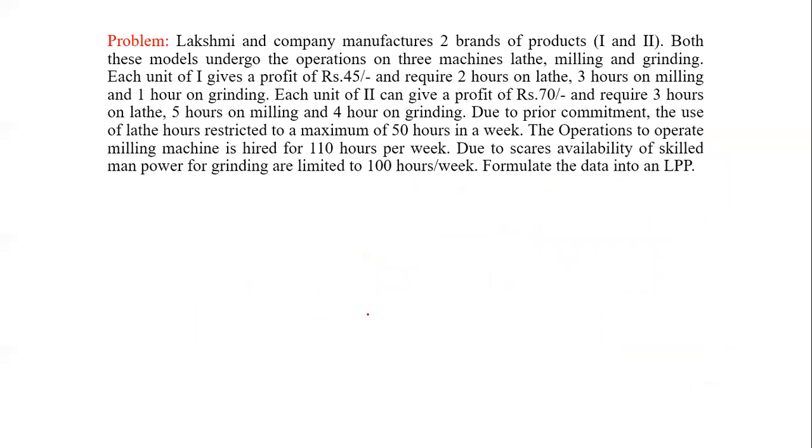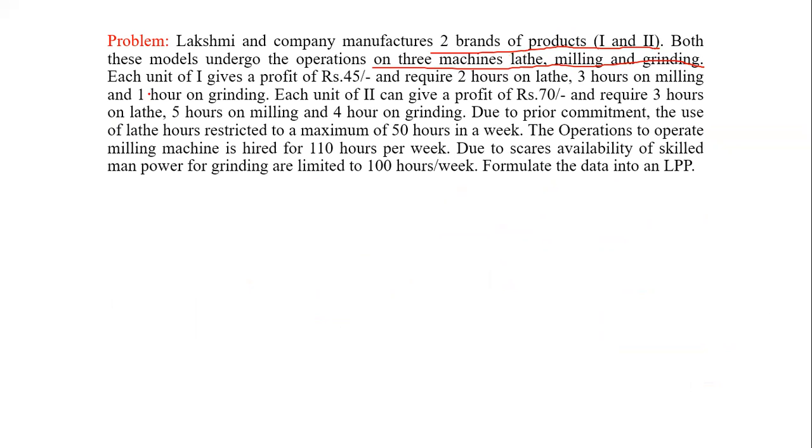Let me take one problem. So this is the problem. So I'm taking a similar manufacturing problem. So let us take a particular company manufactures 2 brands of products. So let us take 1 and 2. Now, how the raw data will be there? Now, see, actually, if you want to manufacture these 2 products, we have to operate 3 machines. The 3 machines are lathe, milling, and grinding machines. You have to operate 3 machines.